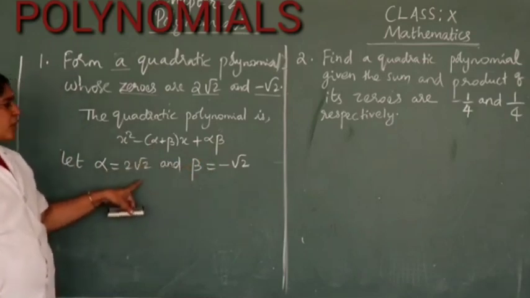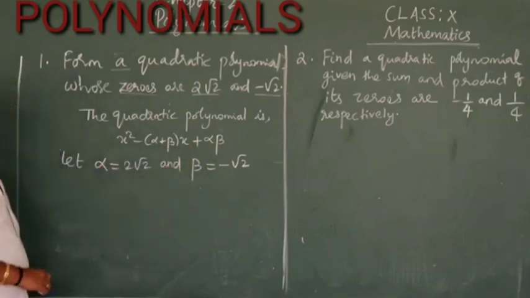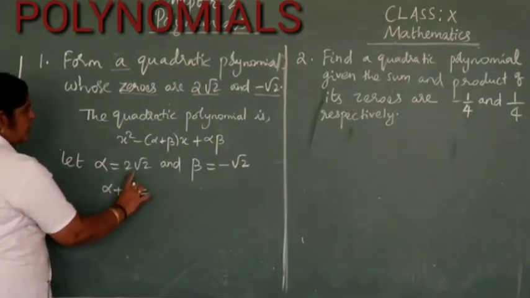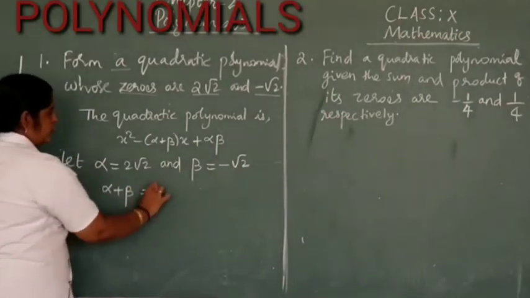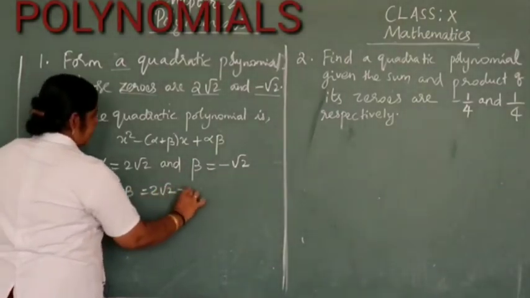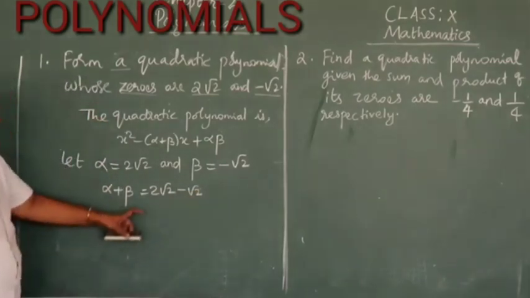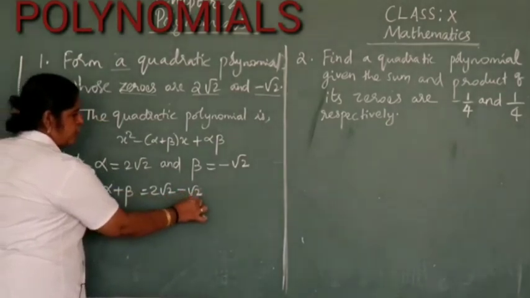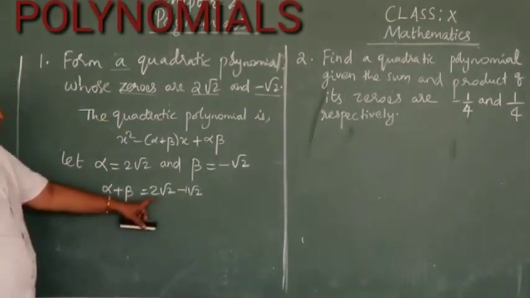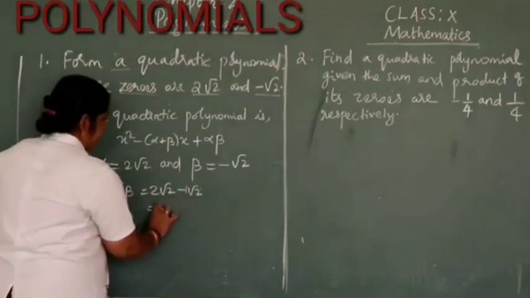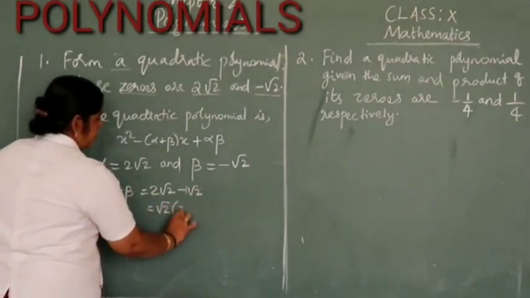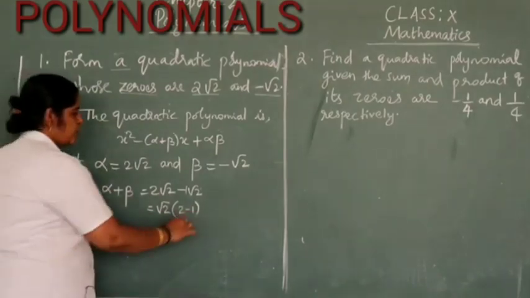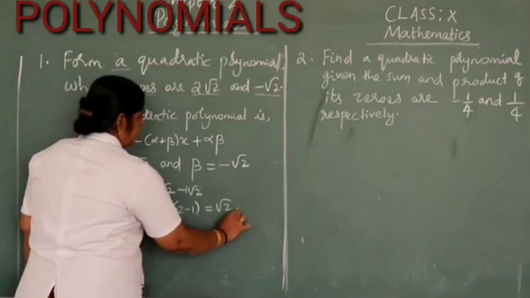So the next thing is to find the values of alpha plus beta and alpha beta. Alpha plus beta means you add these two answers: 2 root 2 minus root 2. What is 2 root 2 minus root 2? It is 1 root 2. When you subtract, root 2 is common, 2 minus 1. So what is the answer? 2 minus 1 is 1, that is equal to root 2.